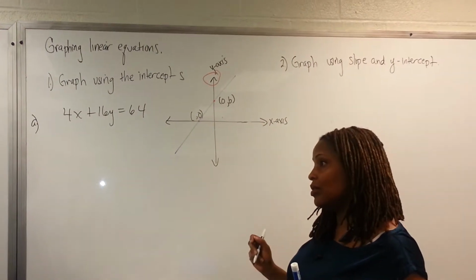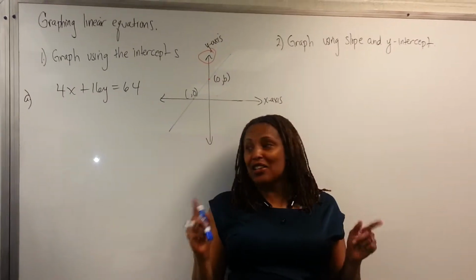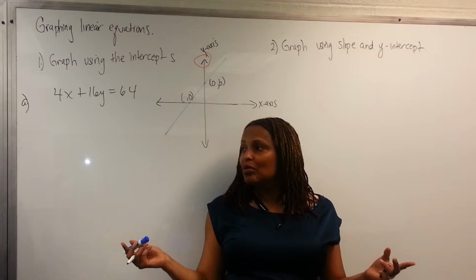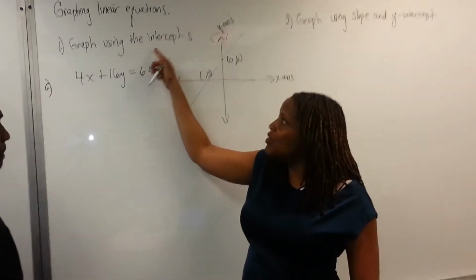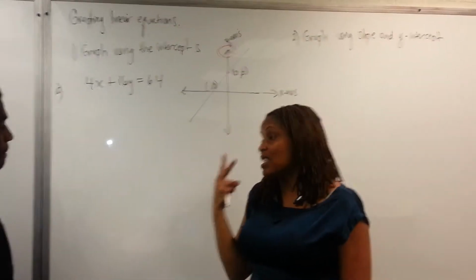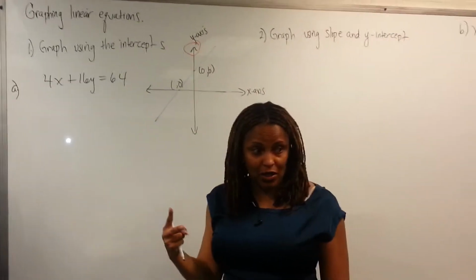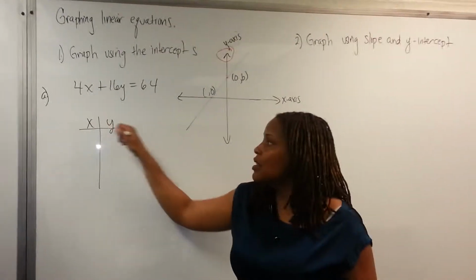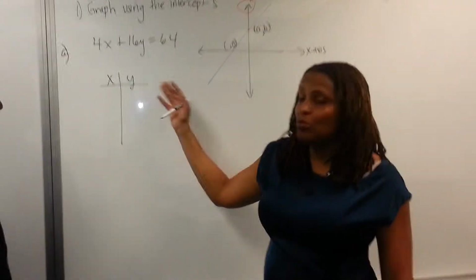To find the y-intercept, what do I do? If I'm graphing using the intercepts, I want to find two specific points. I want the y-intercept and the x-intercept. Okay? So you can always graph an equation using a t-table. Okay? But to find the y-intercept, what must be true?